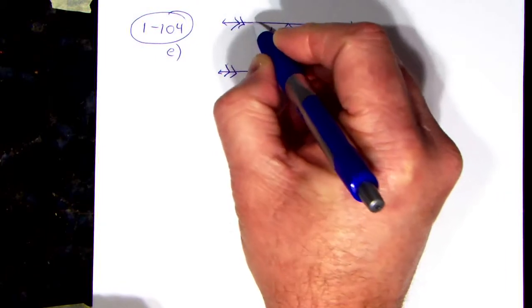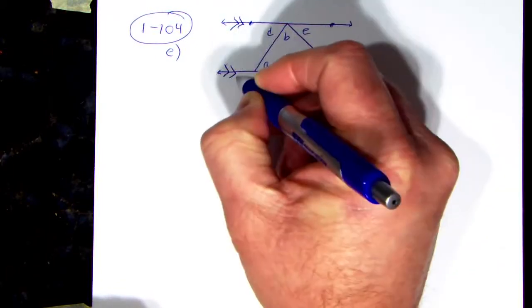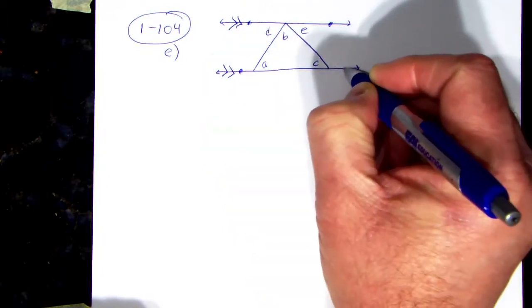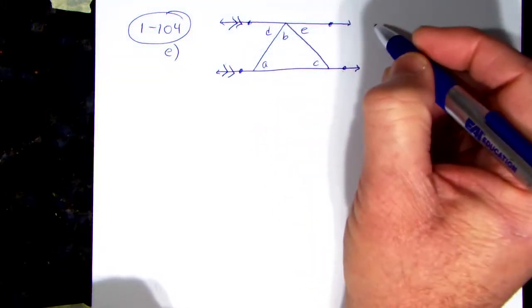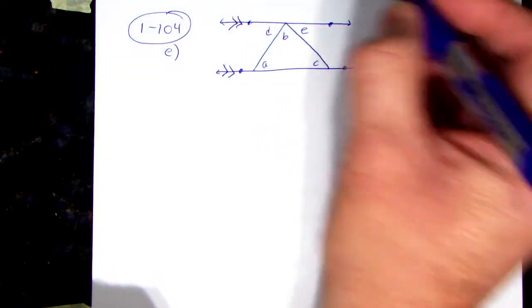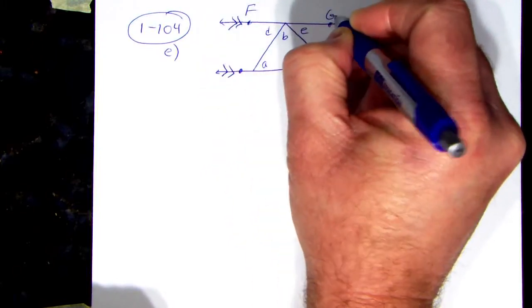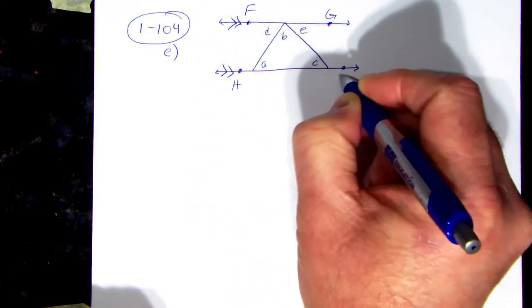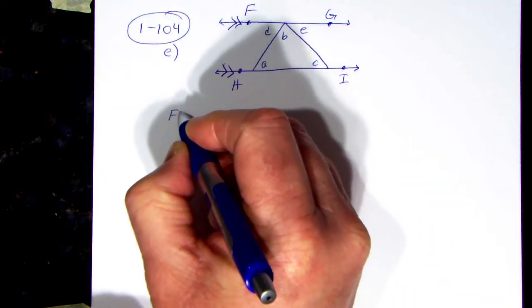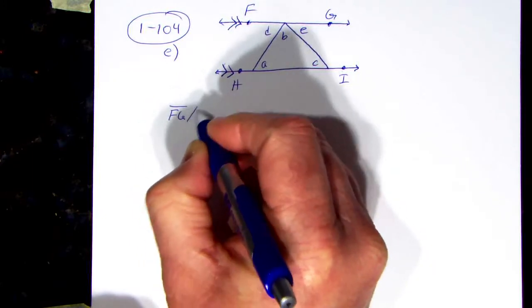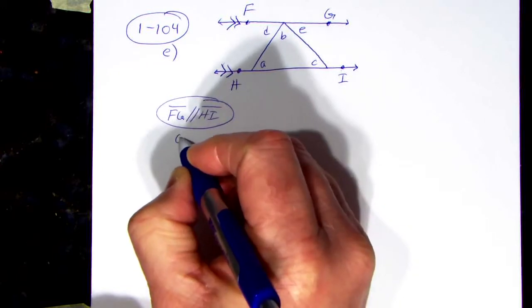So I think we're going to start by giving these two lines some points, and then we're going to use the lowercase letters as shortcut names for each of those angles. So let's call this FG and HI. So we'll start with the given. We know that segment FG is parallel to segment HI. All right, that was a given.